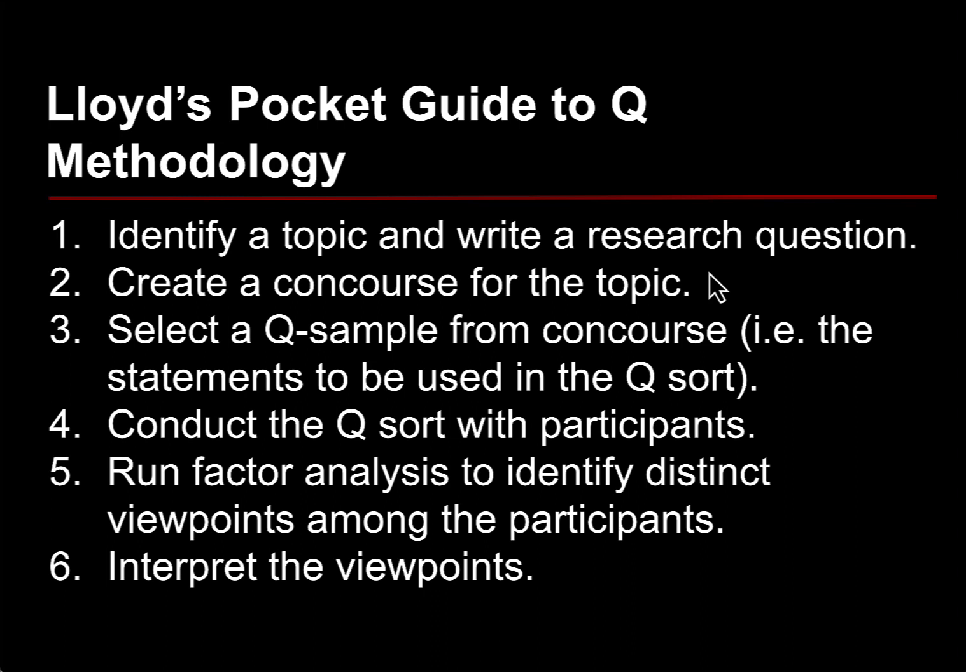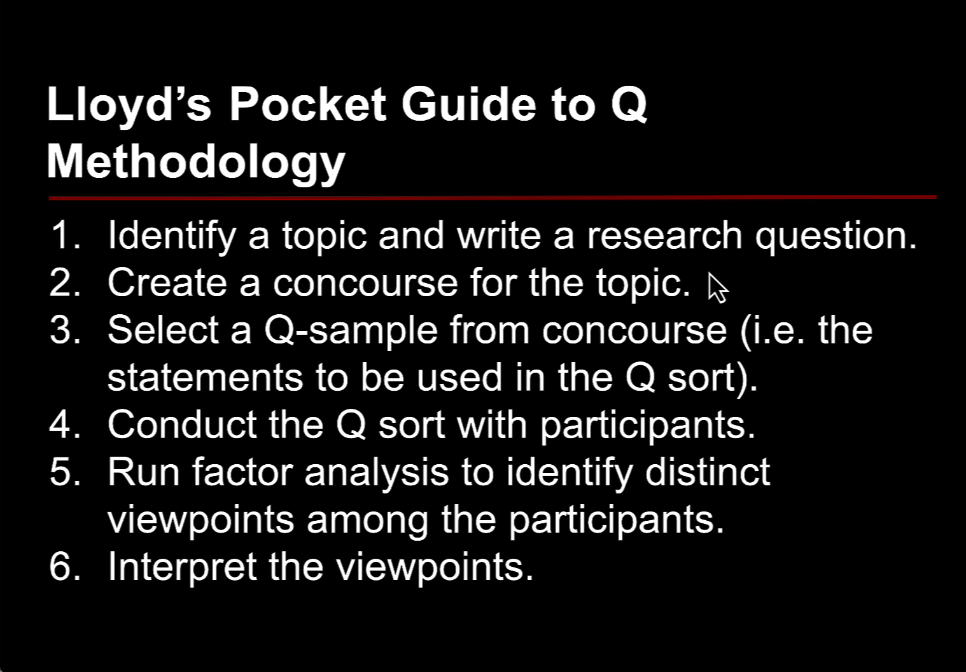You will want people to be able to sort those statements, but obviously we can't ask somebody to sort 300 statements. So we're going to pick a sample from that concourse and use that sample in our Q-sort. Now that sample has to be representative, in a fair and balanced way, of the concourse, obviously. And then we're going to identify participants, and we'll talk about how we might identify those individuals, and we will conduct the Q-sort with the participants.